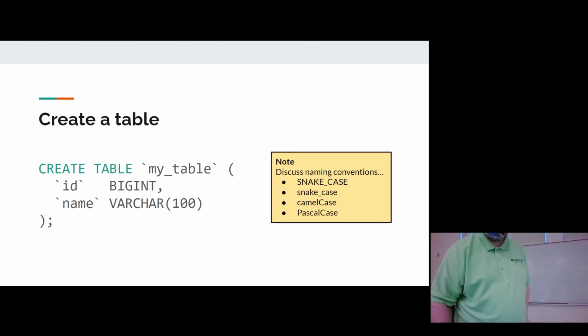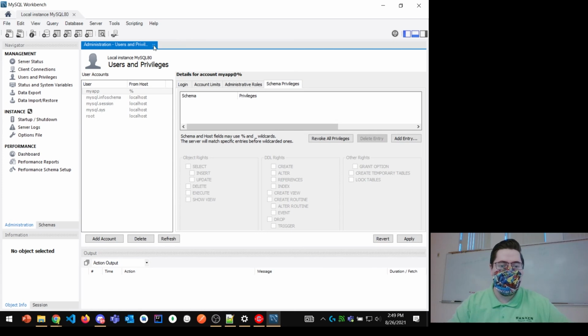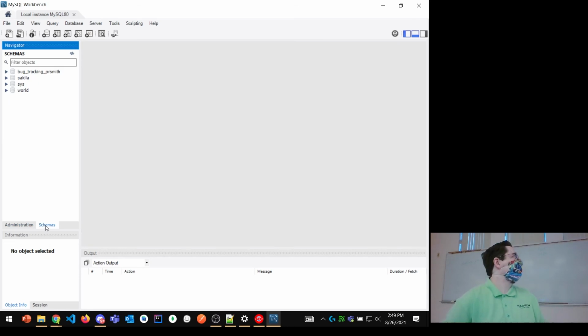Okay. So let's actually get into using these commands. I'm going to go back to Workbench. I'm going to close this tab here in the middle. Okay. And so remember that there's administration. Administrators is kind of where, if you're a DBA, DBAs spend most of their time on this side. If you're not a DBA, if you're a developer, you're going to spend most of your time over here. So jump over to schemas, okay? And what you should see on the left is that you have a Sakila database, you have a sys database, and you have a world database, okay?